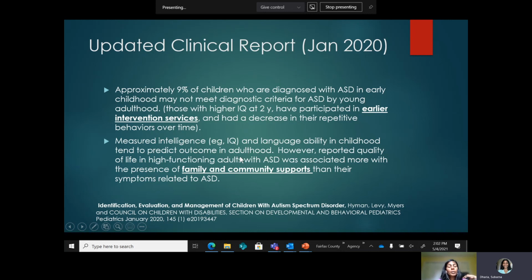And we also know that no matter their IQ or language ability, the quality of life for those with autism as they grow older is really highly dependent on family and community supports. So I do want to talk a little bit about what's out there next. Again, this is the article I was mentioning before that might be useful to read if you're interested.